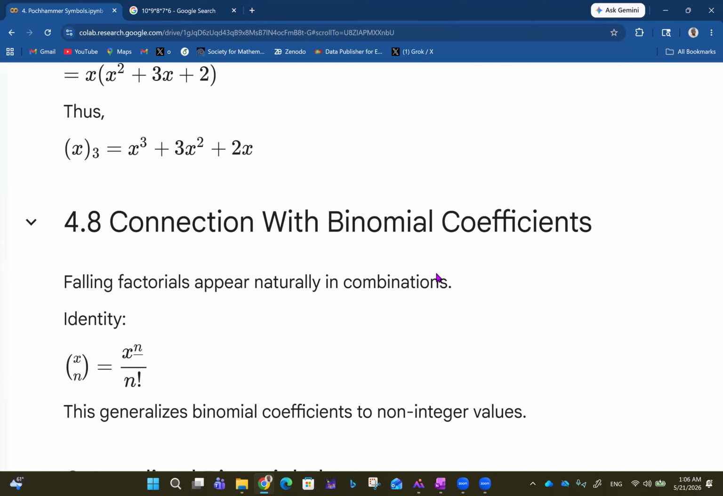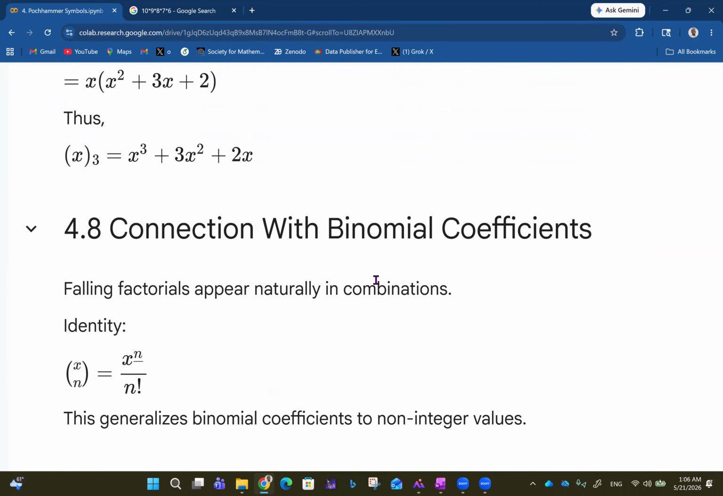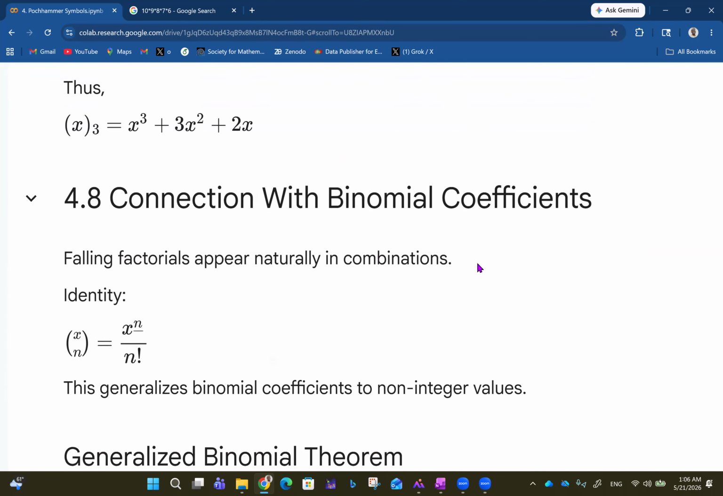Then we have connection with binomial coefficients. So falling factorials appear naturally in combinations. For instance, x combination n is the same thing as x sub n underscore all over n factorial, basically. So this generalizes the binomial coefficient to non-integer values. The beautiful thing about this is that we can use it for non-integer values like fractions, negative numbers, and all that.